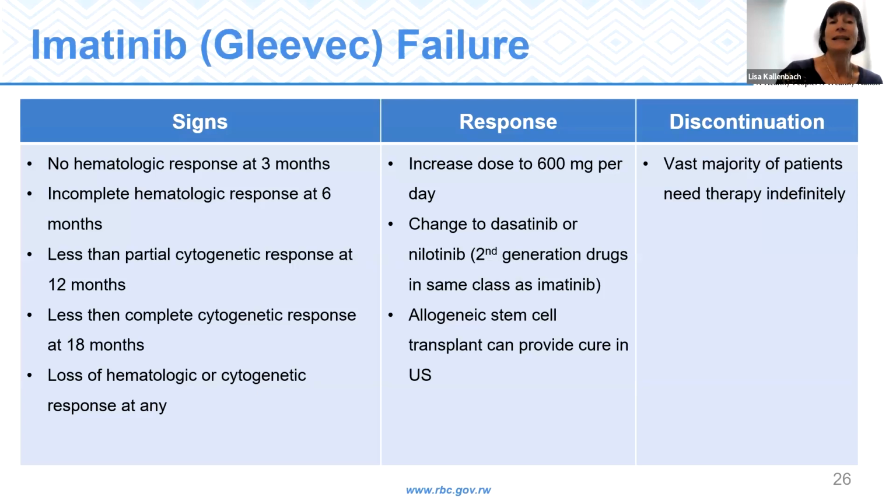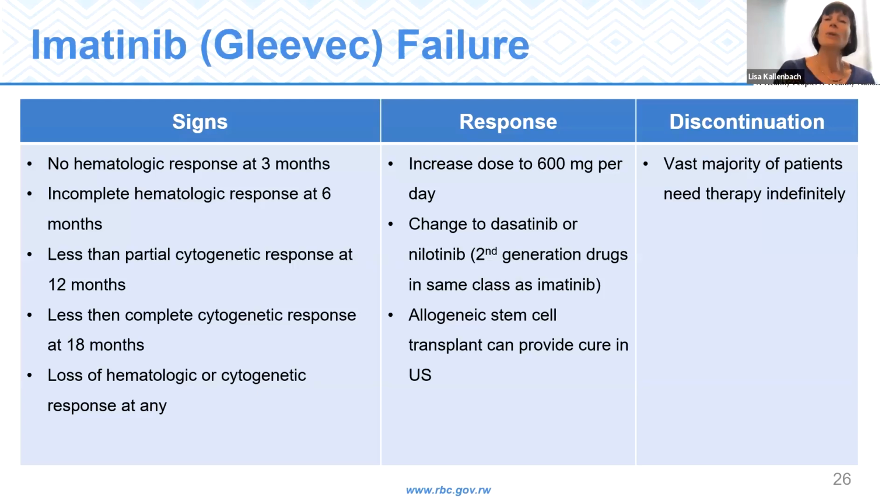The other thing you might see is an incomplete hematologic response at 6 months, meaning things didn't completely normalize. You saw some response, but not complete. You could also see less than a partial cytogenetic response at 12 months. You could have less than a complete cytogenetic response at 18 months, or loss of a hematologic or cytogenetic response at any time. So you had a hematologic response and then you lost it, or you had no evidence of the translocation cytogenetics, but then you see it again.